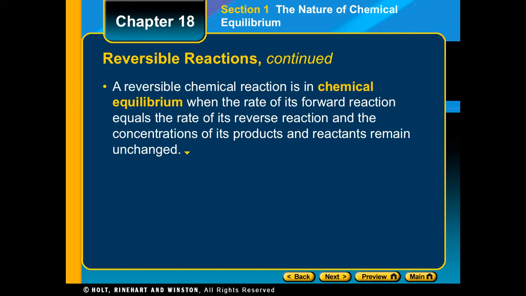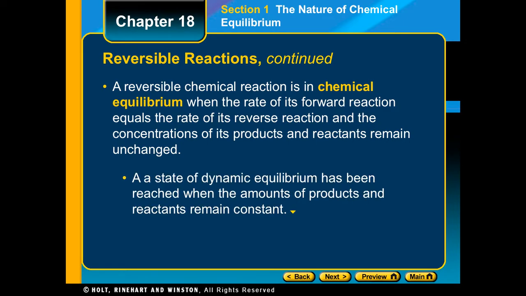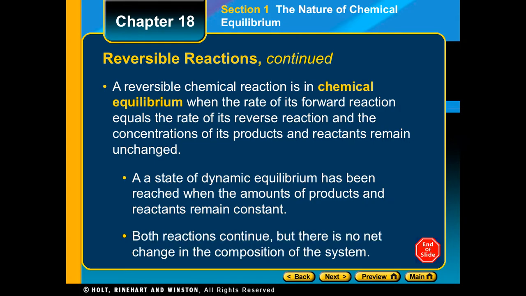To be more clear, a reversible chemical reaction is at chemical equilibrium when the rate of its forward reaction equals the rate of its reverse reaction, and the concentrations of the products and reactants remain the same, unchanged. A state of dynamic equilibrium has been reached when the amounts of products and reactants remain constant. Both reactions continue, but there is no change in the composition of the system. The system is static, apparently, but dynamic in reality.